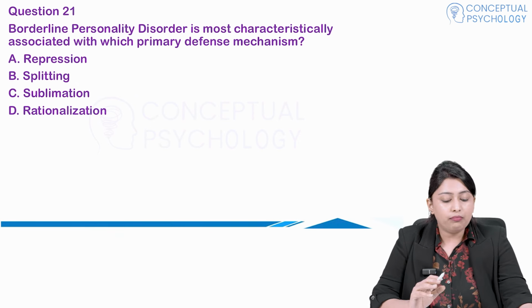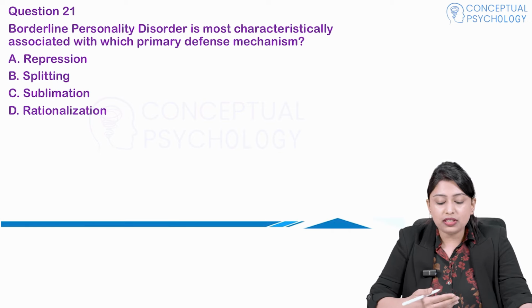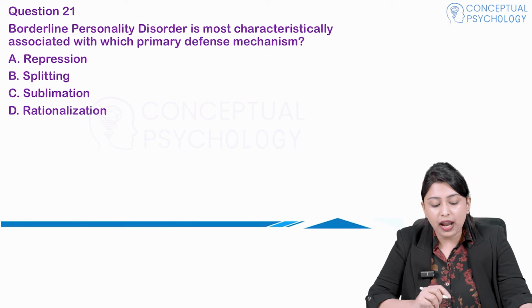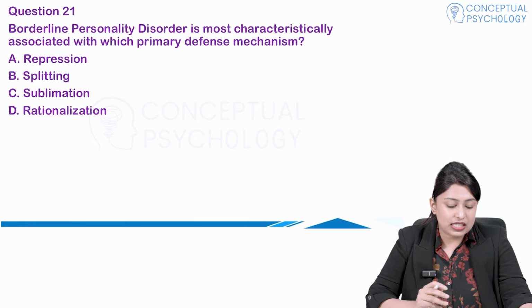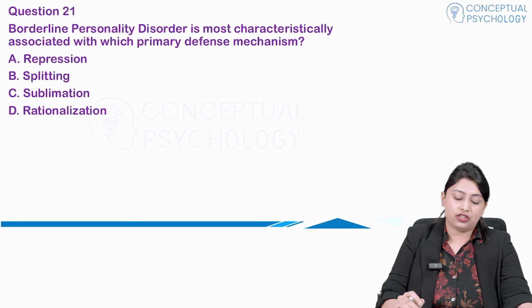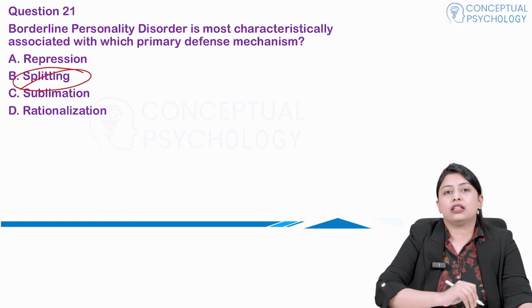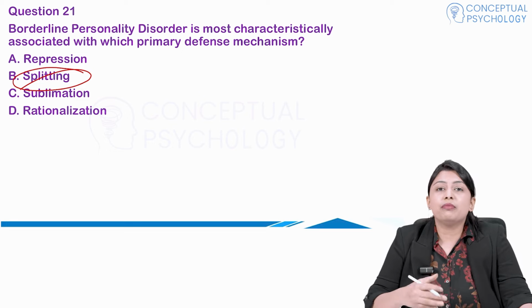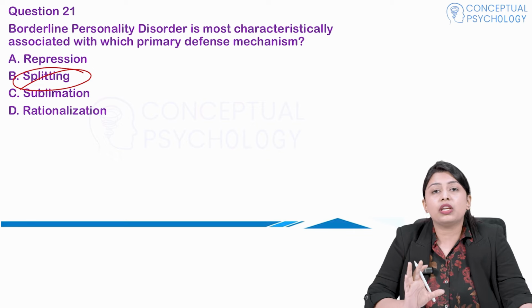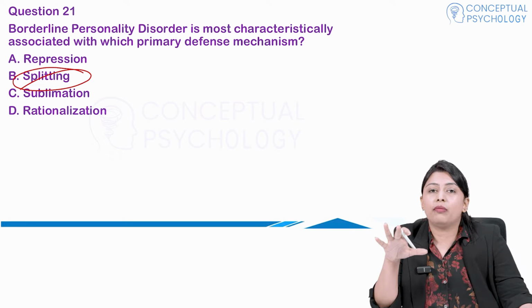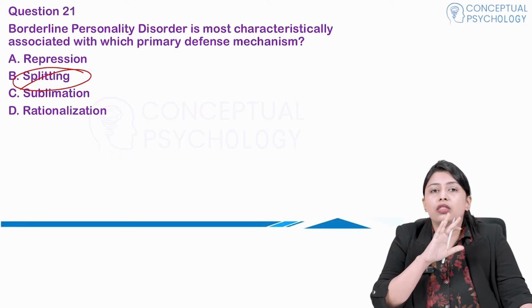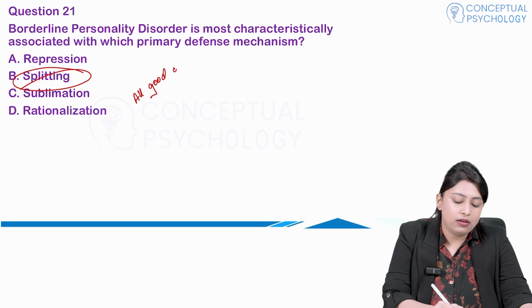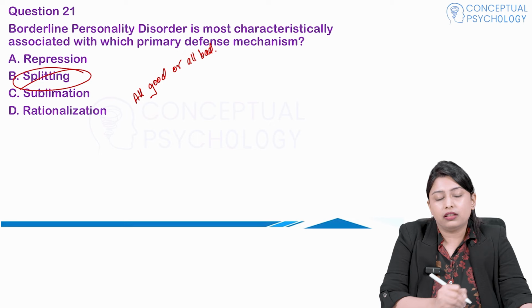The next question. Borderline personality disorder is most characteristically associated with which primary defense mechanism? Repression, splitting, sublimation, and rationalization. So here it is splitting. Splitting is the hallmark defense mechanism of BPD. This primitive defense mechanism involves viewing people, situations, or even oneself in all good or all bad terms, with no middle ground or integration of the positive and negative qualities, right? It's all good or all bad, black and white, no grays.